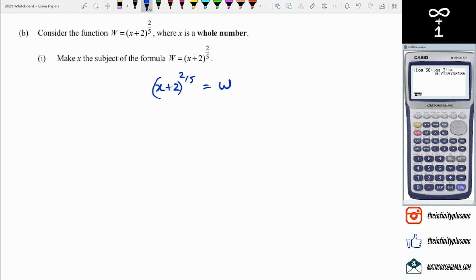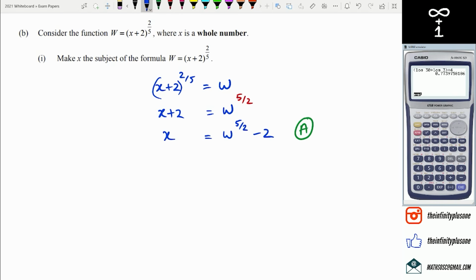The next thing is I do the inverse of that power. So x plus 2 equals w to the power of 5 over 2. Then x is equal to w to the power of 5 over 2 minus 2. Bam, done. That's my achieved right there.